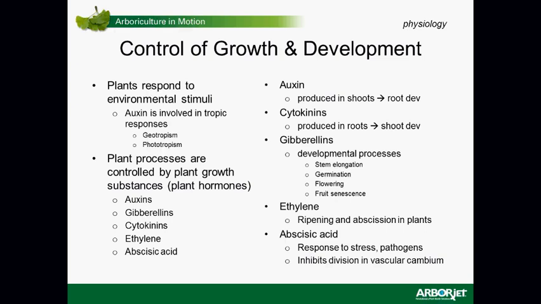Gibberellins are important in developmental processes. They tend to encourage stem elongation, so internodal, so between nodes. That bit of stem that elongates is driven by gibberellic acid. If you were to use a plant growth regulator, that acts to reduce growth. Many of them actually interfere with gibberellic acid production. But gibberellins are important, and they were first discovered in Japan in rice.